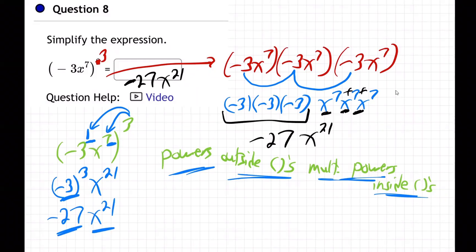So that's probably quicker. So remember the rule, powers outside parentheses multiply powers inside parentheses. And don't forget to give the negative 3 a 1 power. Anything that doesn't have a power really has an invisible 1 power. Put it on there so that you are clear that the 3 is going to multiply the 1, the invisible 1, and the 7. And then negative 3 to the 3rd is negative 3 times negative 3 times negative 3, negative 27. There we go.